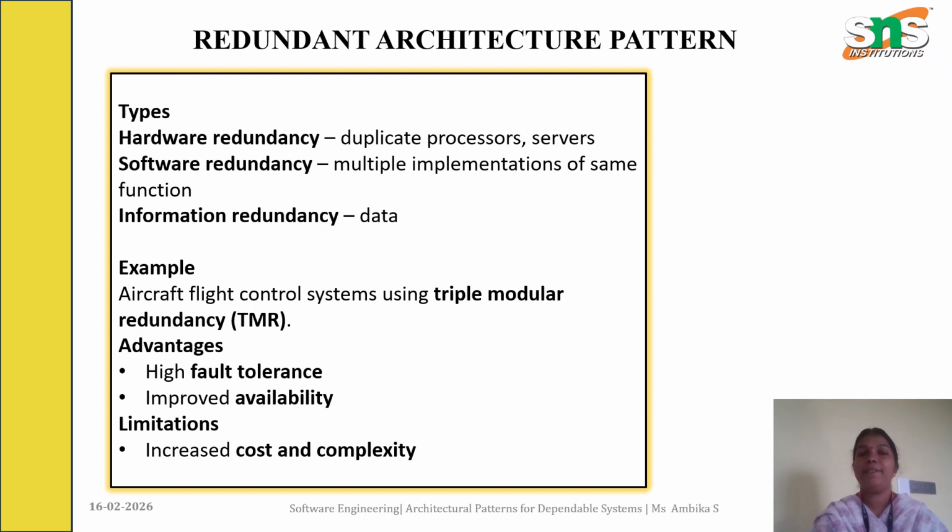Here the example is the aircraft flight control system. It uses triple modular redundancy. That is, three identical systems execute in parallel, simultaneously, and a voting mechanism is used so that the majority output is considered. The advantages are high fault tolerance and improved availability. The limitation is the increased cost and complexity.